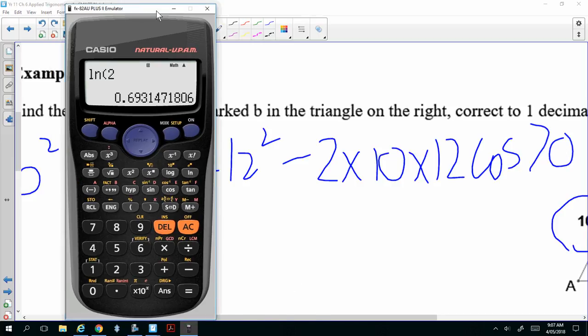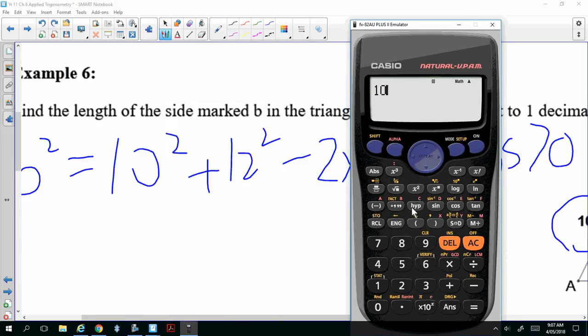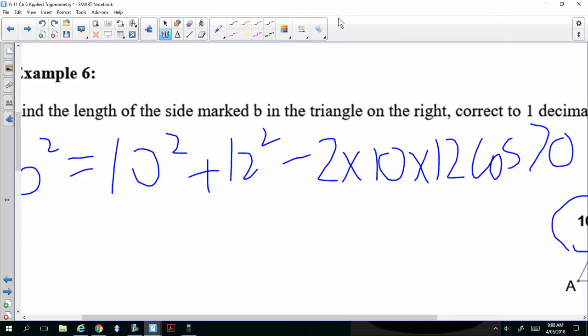Alright, let's use a calculator. We're going to press 10 squared plus 12 squared minus 2 times 10 times 12 times cos 70. Okay, but be careful, this is not your final answer. 161.195 dot dot dot. What else do you have to do after that?